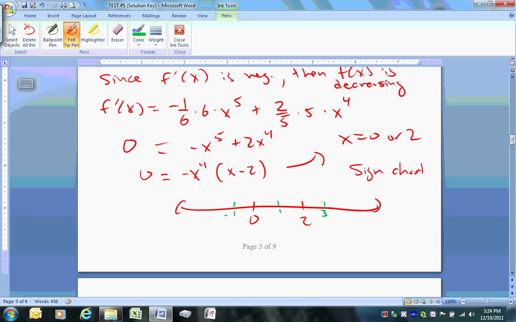So if I were to plug in negative 1 to my derivative, you will get a positive value, because negative x to the 4th is still going to be negative, and negative 1 minus 2 is negative. 2 negatives gets you a positive. If you plug in 1, we'll still get the same thing. And if I plug in 3, it will be negative. So clearly it's decreasing from 2 on to infinity, according to our sign chart.